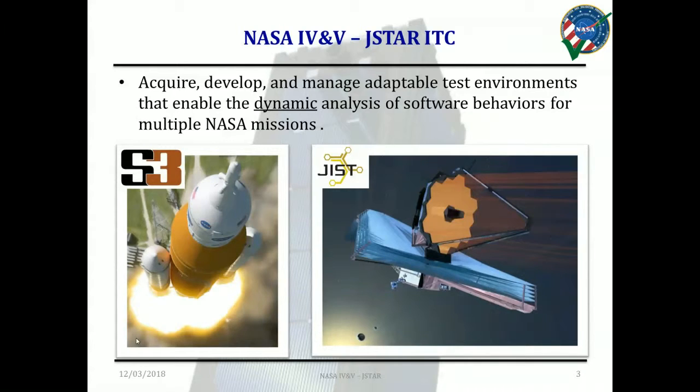As I said, we don't necessarily develop them from the ground up. We take what's already there, we figure out what needs to be put in to make things software-only simulation, and so on. So the one on the left is for SLS, and the one on the right was one we had worked on for James Webb called GIST.